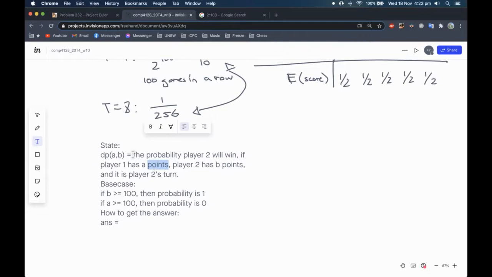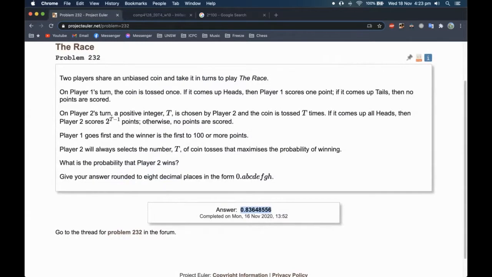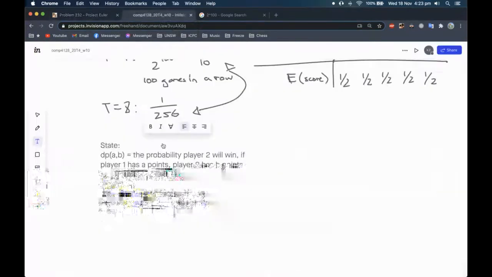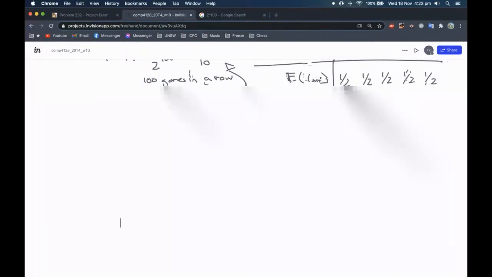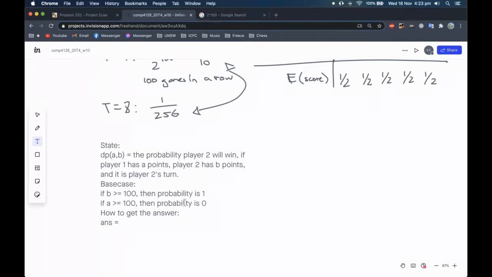So to start off with, this is the probability that player 2 will win given this particular state, and it's player 2's turn. But as we know, this game starts off with player 1's turn as well. So you need to consider what player 1 does on his first turn. And so what player 1 does is, well, there's actually sort of two options that player 1 can do. Either he wins his first coin toss or he loses his first coin toss. And each of these has a probability of half.